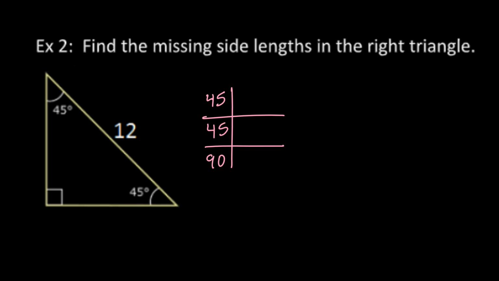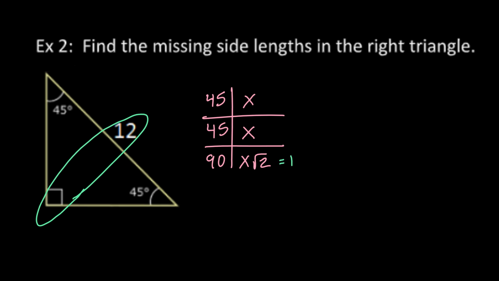What values do I fill in here on the right-hand side? X, x, good. X square root 2. Now, which side did it give us? The side across from the 90. So, do you think that this means x is equal to 12? No. What does it mean? X square root 2 is equal to 12.